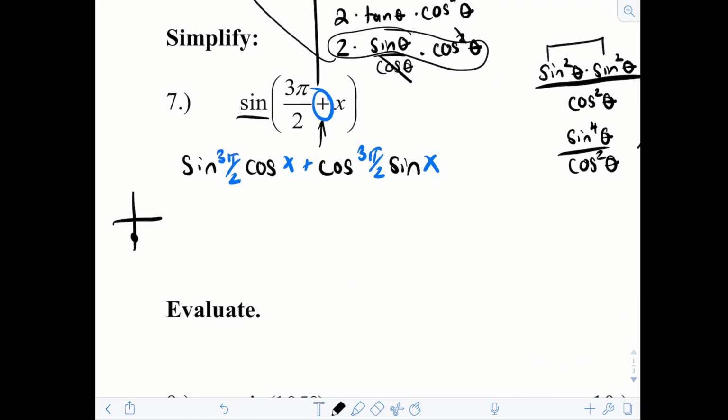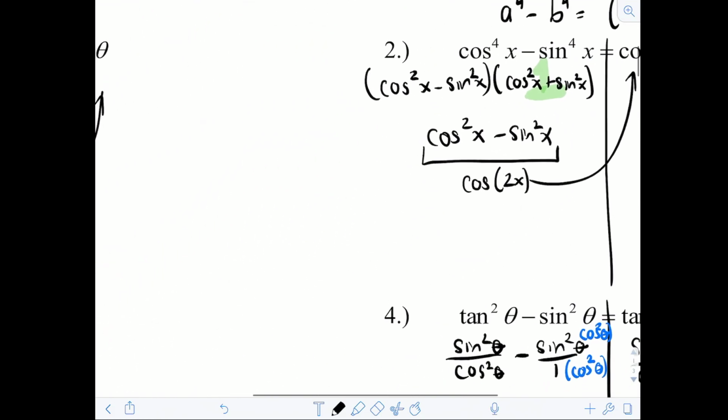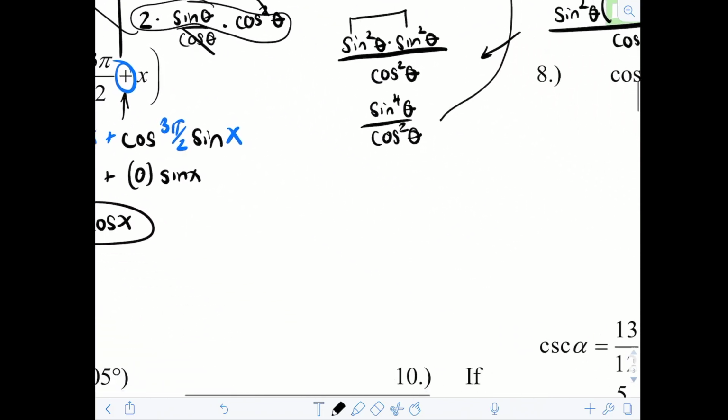So the y value for this is going to be -1 cosine of x. Cosine is really the x value, so the x value of this is going to be 0, so that's 0 sine of x. And I end up getting negative cosine of x is my value, number 2. Or number 7, I should say. I think I jumped around. Yeah, there's no number 5 and number 6.